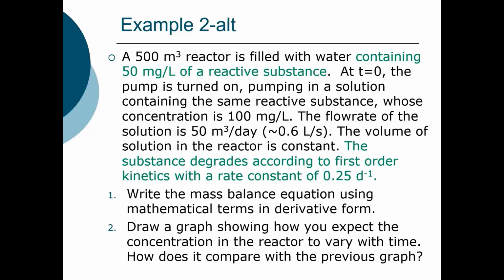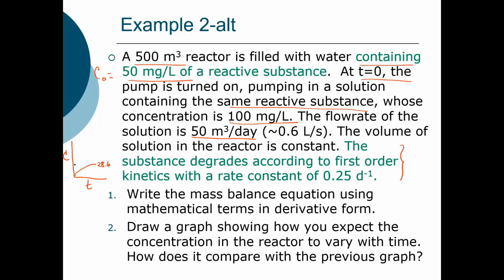What if instead of having a pure solution initially, we have a 50 milligram per liter solution? So what we change now is we have a 50 milligram per liter solution. This is C, same reactor. We turn on the pump. We're going to pump in the same reactive substance, 100 milligram per liter solution, just as before, same flow rate as we've used, same rate constant. What's the steady state concentration?